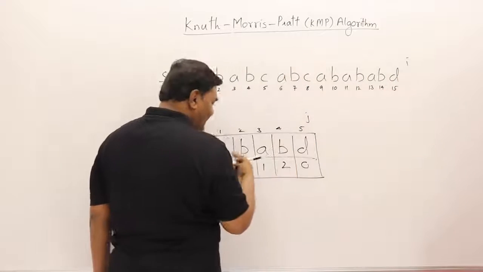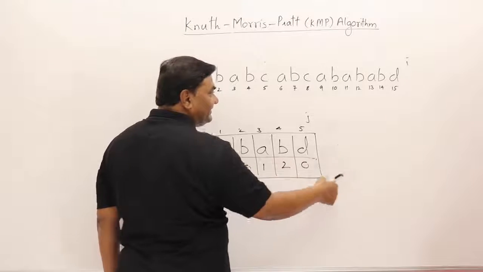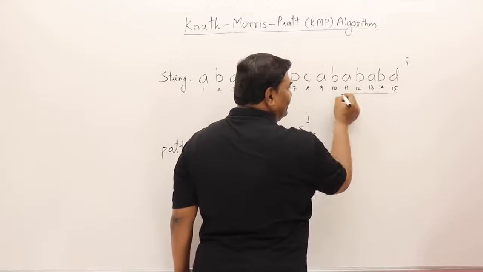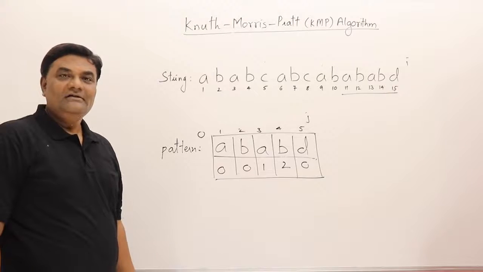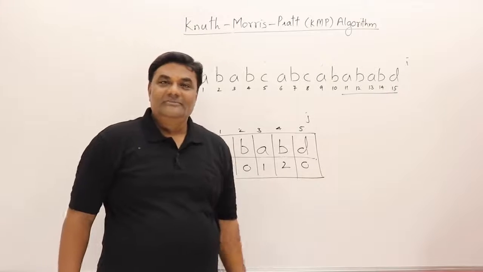Now this is the end of the string. Actually we have reached the end of the pattern. So there is a pattern available inside the string. That's all. This is how KMP algorithm works.